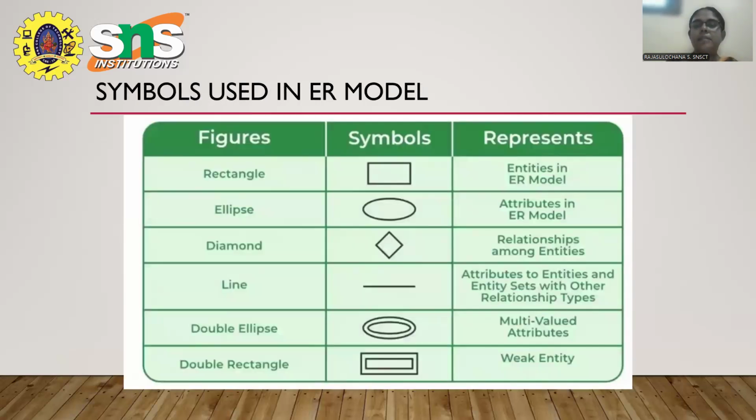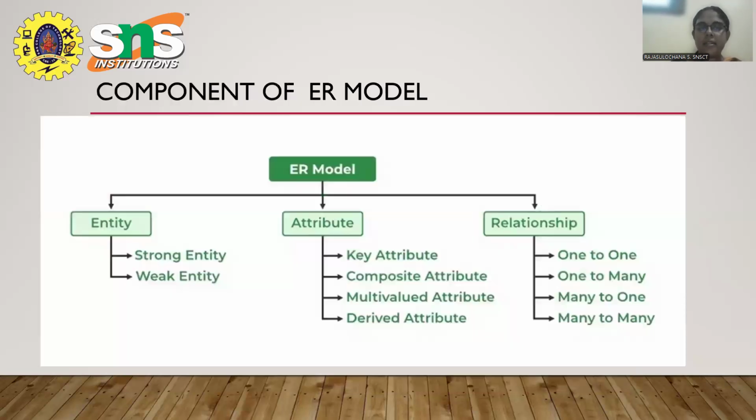So here are the various symbols that are used in the ER model. First is a rectangle, which is used to represent entities. Next is an ellipse, which is used to represent attributes. A diamond shape is used to represent a relationship between two different entities. A line is used to represent the primary key. A double ellipse represents the given attribute as a multi-valued attribute. Similarly, a double rectangle represents that the given entity is a weak entity. It is not a strong entity. So a single rectangle represents a strong entity, whereas a double rectangle represents a weak entity.